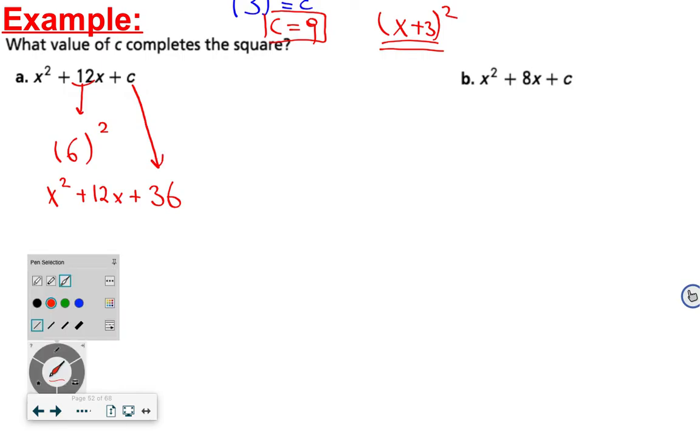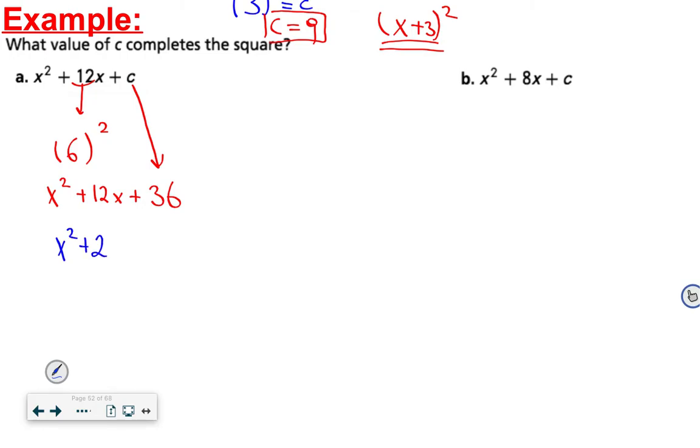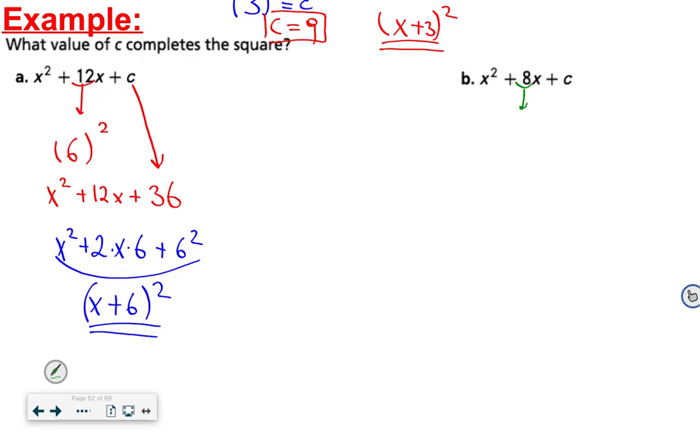Why? Because this expression is x squared plus 2 times x times 6 plus 6 squared. And this is the perfect square. This expression can be written (x plus 6) squared. This is your answer. Next, as I told you, divide the number in the middle by 2, which is 4, take the square, which is equal to 16. This is c.